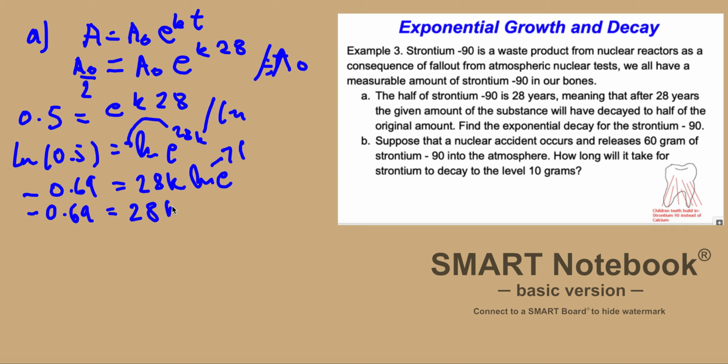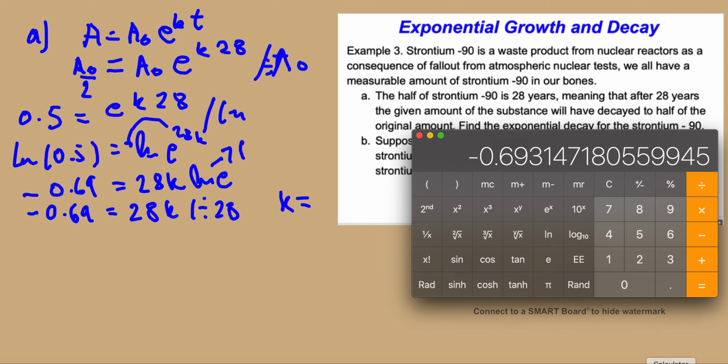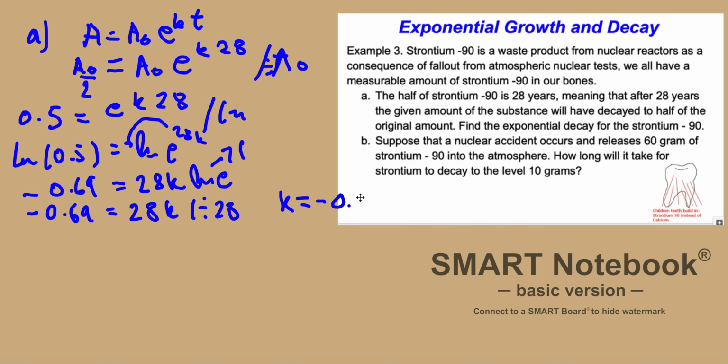We divide both sides by 28, and finally k is going to be equal to negative 0.0247, but let's approximate this with negative 0.025. So we are approximating to thousandths. So this is k. Now part B, let me write B with a different color.